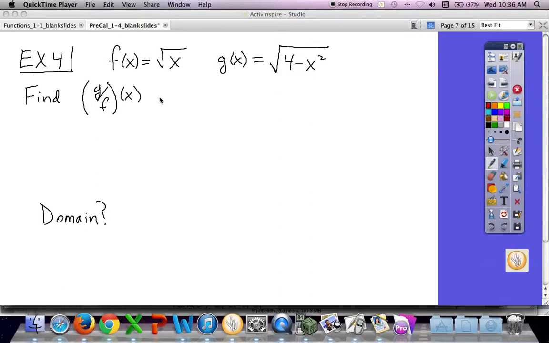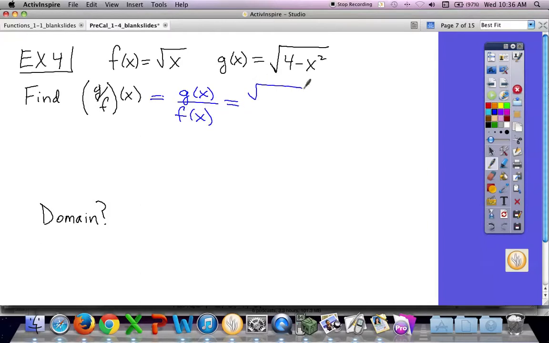So here we go. I want to be back on blue. g of x divided by f of x, which equals the square root of 4 minus x squared divided by the square root of x. Okay, now we would have to determine the domain, we would have to go through exactly what we did in the last slide. Almost exactly, right?